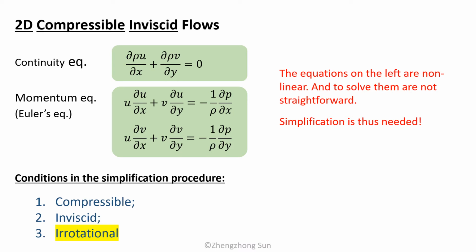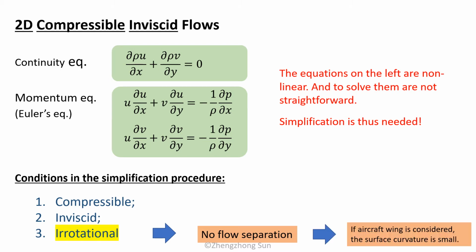So we have three preconditions. One is compressible flow, the same as in the title, 2D compressible inviscid flow. The second is inviscid: we do not take into account the viscosity of the flow field. And third is irrotational. This one is new, we don't see it in the title, so I highlighted it. What does irrotational suggest? What's the physical interpretation of the term irrotational? More straightforwardly, irrotational suggests there's no flow separation.